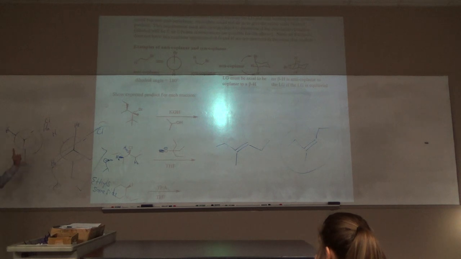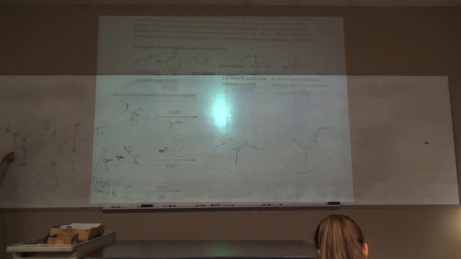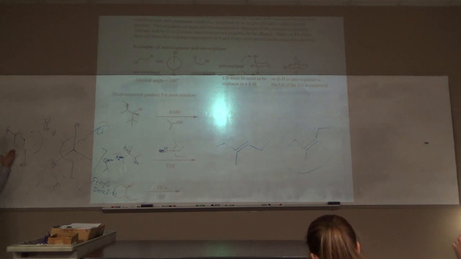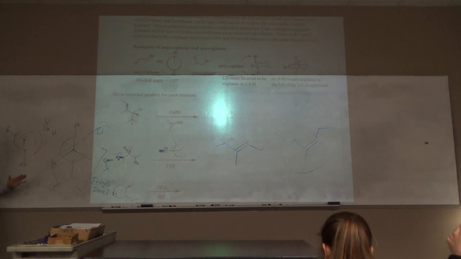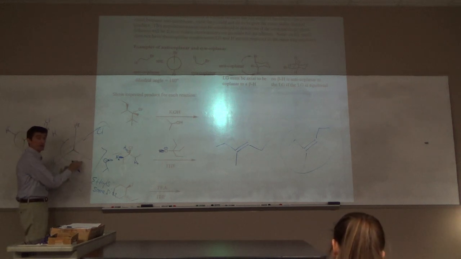This has nothing to do really with best conformation. This may actually be the best conformation if we look at it. No, that's not, because everything is eclipsed. Eclipsed is never better than staggered. But there may be another staggered that's better than this.